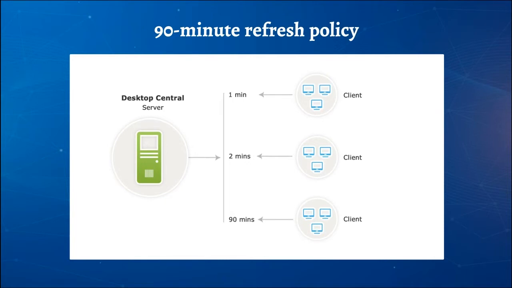Likewise, in a network of 900 computers, 10 computers will reach out to the server per minute. And even in larger networks like 9,000 machines, 100 computers will reach the Desktop Central Server per minute. So using this feature, the agent can communicate to the server without any hesitation.